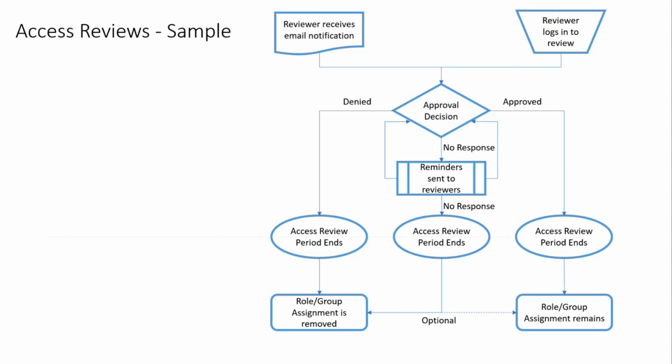If they don't make a decision, if they don't choose any of them, they're going to get reminders kind of at the halfway point of the review. And then there's going to be a review period. Once that review period ends, you can set it up so that if they're denied, that role or group or assignment permission is going to be removed automatically. But if they're approved, then it'll remain. And you can set up different actions depending on what you want to happen automatically, or you might not choose to do it automatically. You might want somebody to review it before applying. But those are some of the options that you're going to see.